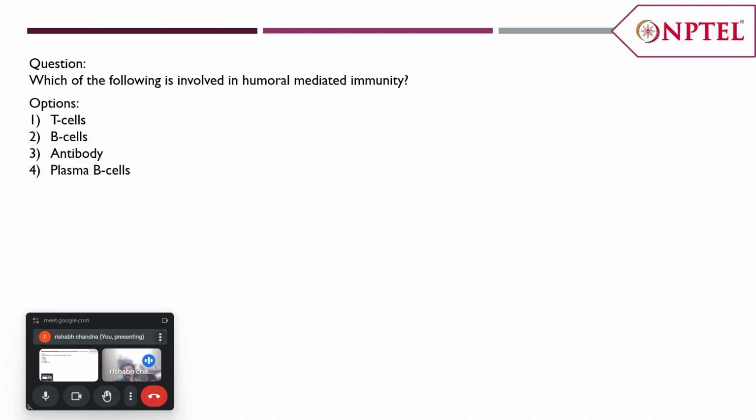Okay. So, starting with the first question: which of the following is involved in humoral mediated immunity? The options are T cells, B cells, antibody, or plasma B cells. What can be the answer? Okay, any more answers?